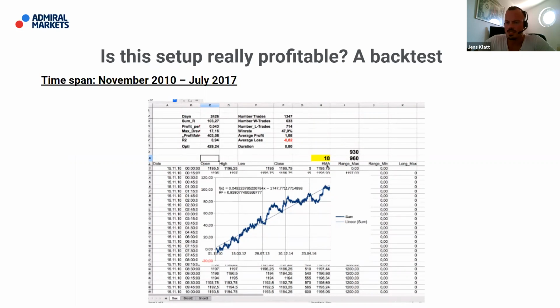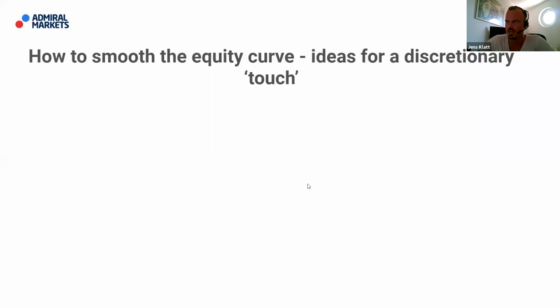So now you probably wonder if we have a chance to make it better. Even though I give you an idea right now, I still want to focus on something different. Before I start to look at this, let's have a look again at how we can smooth the equity curve. So, ideas for a discretionary touch here. First of all, the question is, how can you find an advantage here?